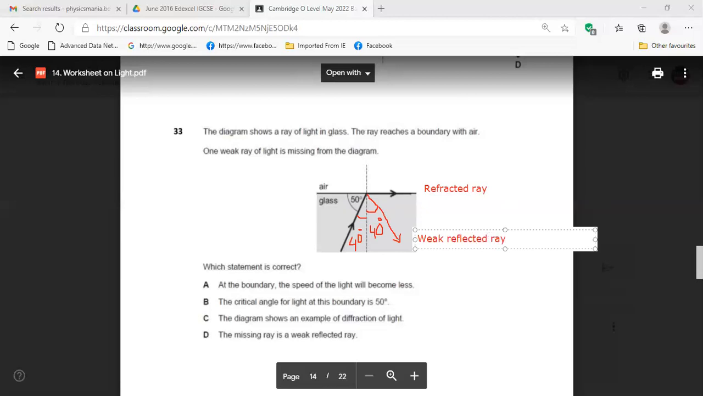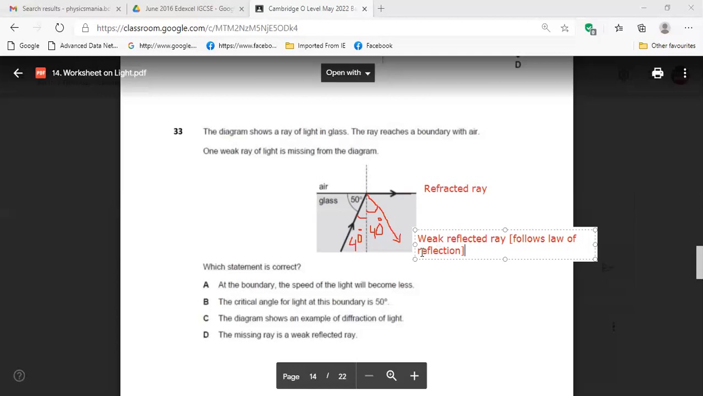Weak reflected ray follows the law of reflection. Okay, is it clear? Yes, sir. So, sir, the answer is D.